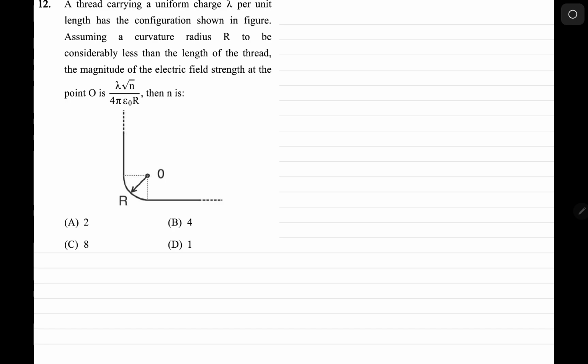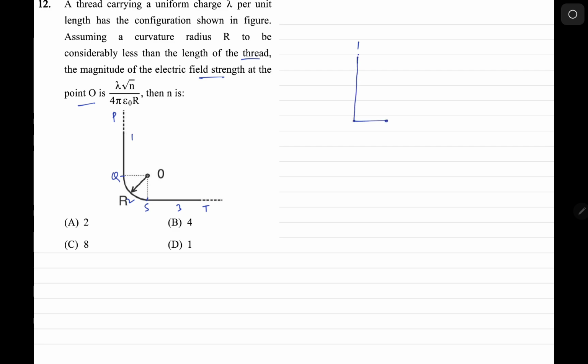Question number 12 is again related to the semi-infinite wire. Find the electric field strength at the point O. You can see here, just name the points P, Q, S and T. There are 3 elements: 2 are semi-infinite wires, and 1 is a curved, arc-shaped wire. First of all, the electric field due to the first one. The point O is in front of Q.